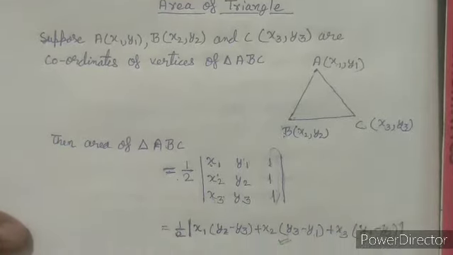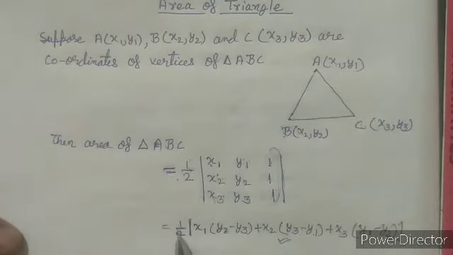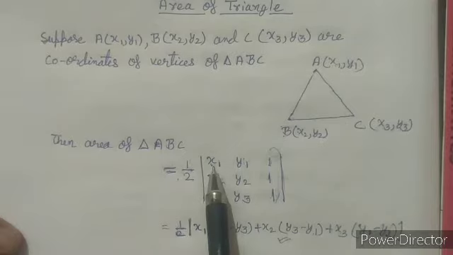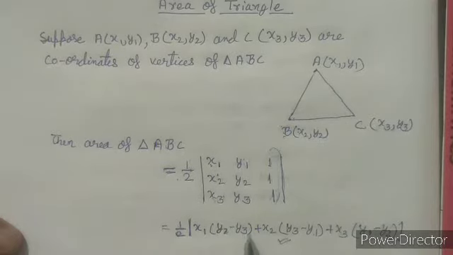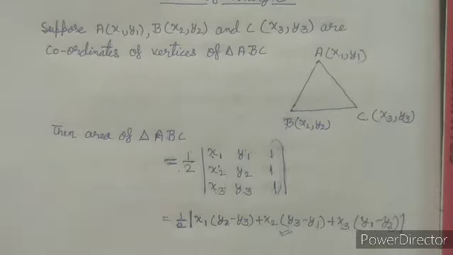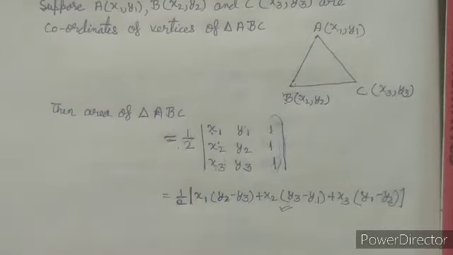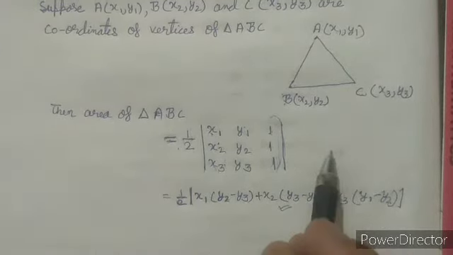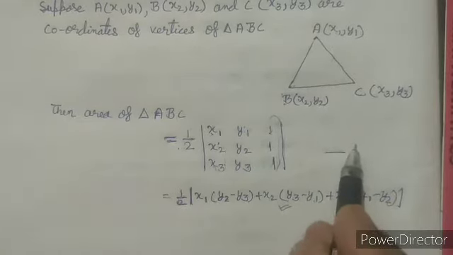Now if we expand this determinant, we will get half. On expanding along the first row, we will get half x1 (y2 minus y3) plus x2 (y3 minus y1) plus x3 (y1 minus y2). This is the same formula which we did in class 10th coordinate geometry. Now, as we know that the area of a triangle is always positive, we will take the absolute value of the determinant which we obtained in the first step.